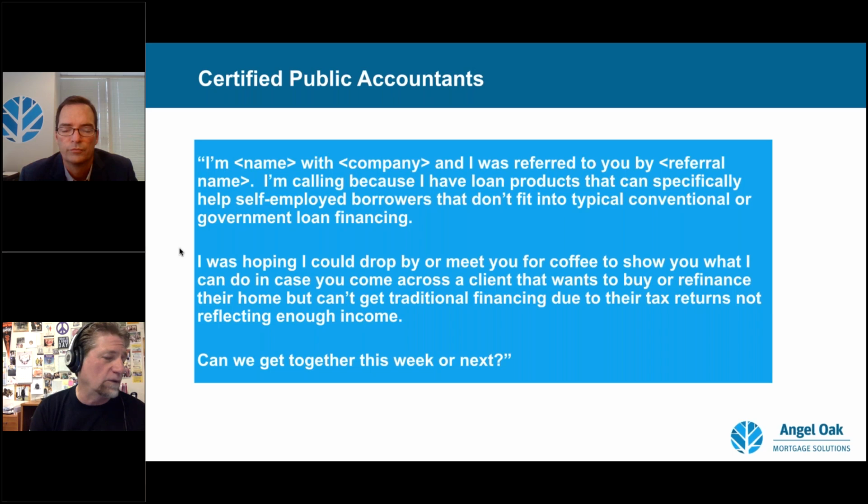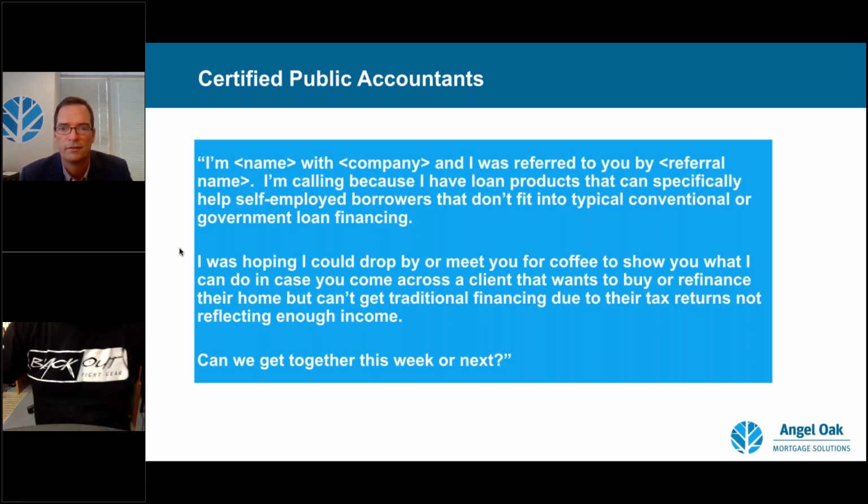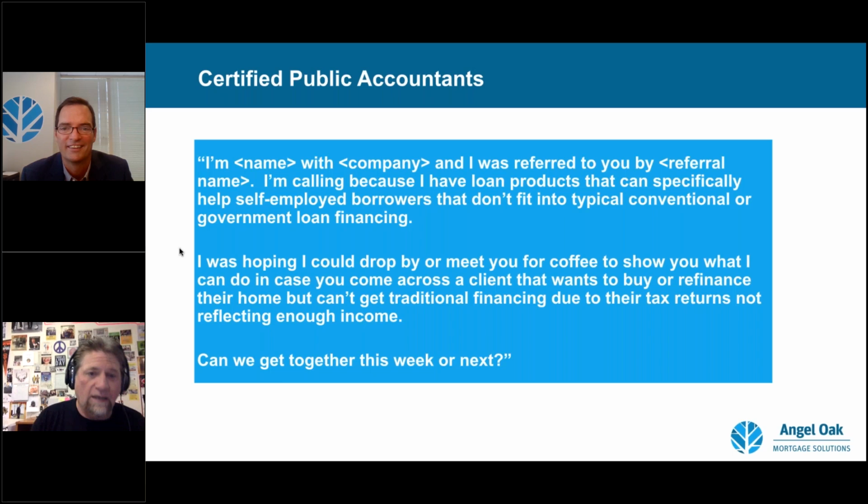For our CPAs, we go along the same lines. "This is Frank, ABC Mortgage, referred to you by so-and-so. Calling because they have loan products that can specifically help self-employed borrowers that don't fit into typical conventional or government financing." So that will definitely get you some appointments with them. "I was hoping I could drop by, meet you, get some coffee or whatever, just in case you come across any of these clients trying to buy, but they reach out to you and they're having problems because of their taxes. I can maybe help them out," that type of thing.